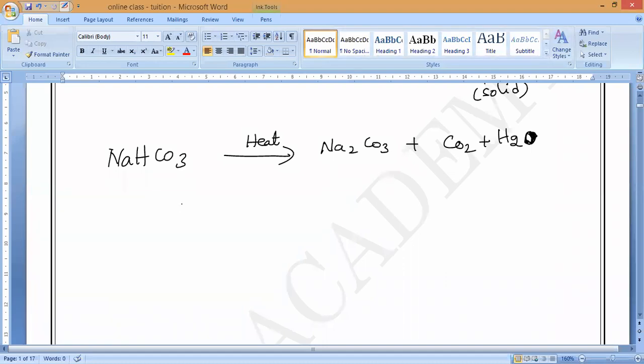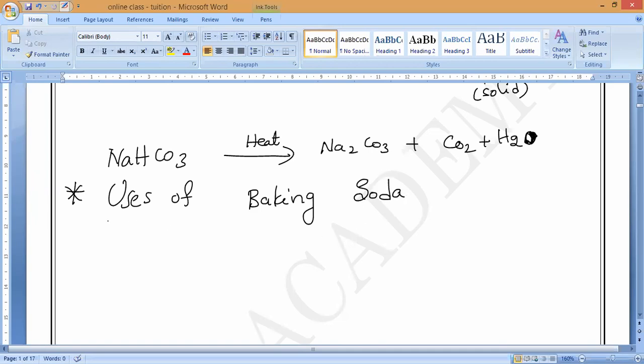Now, in today's class, the next concept is the uses of baking soda. Remember, a minimum of 10 to 20 MCQs will come from these uses only. So be very careful and note everything down clearly. Uses of baking soda. Also, what is the chemical formula?